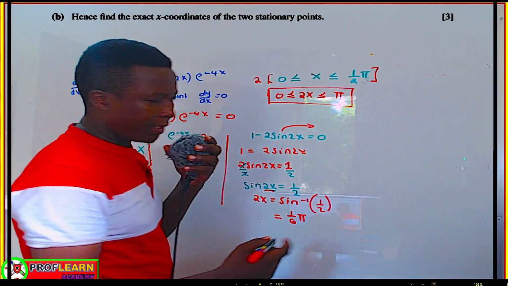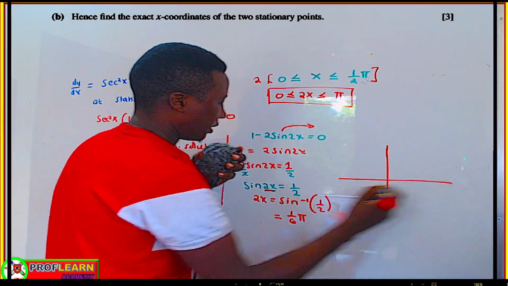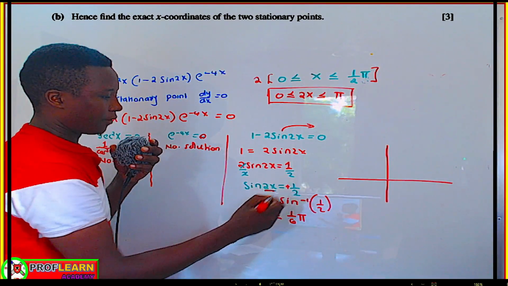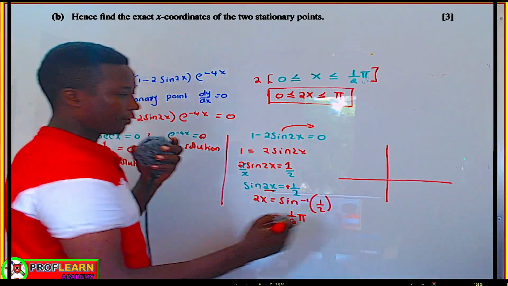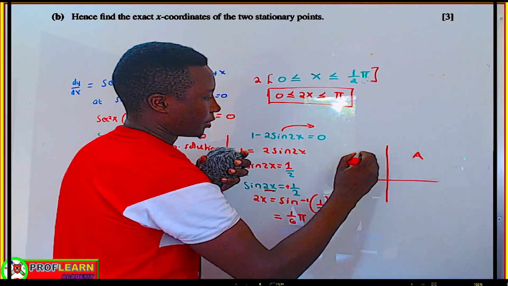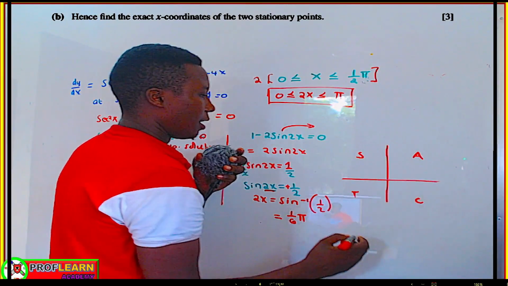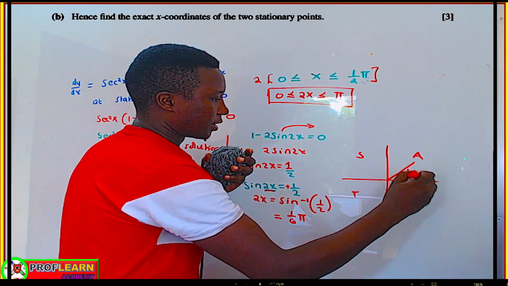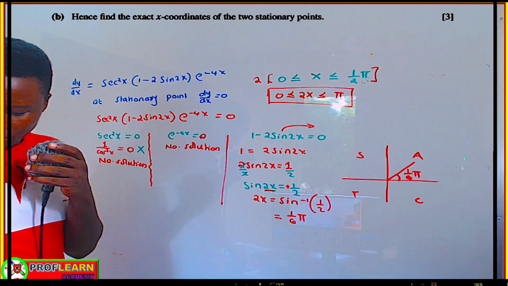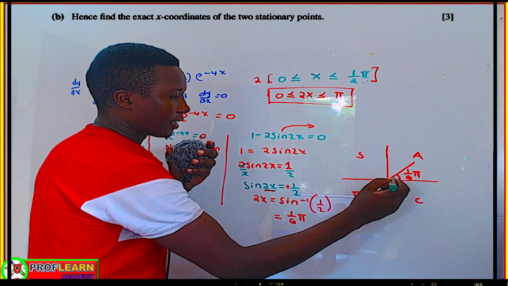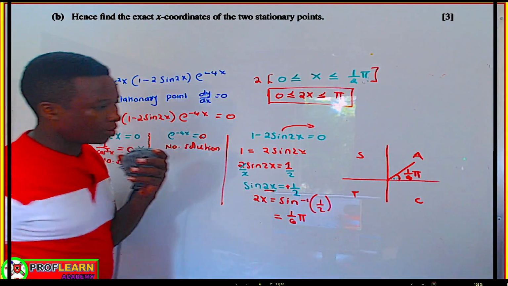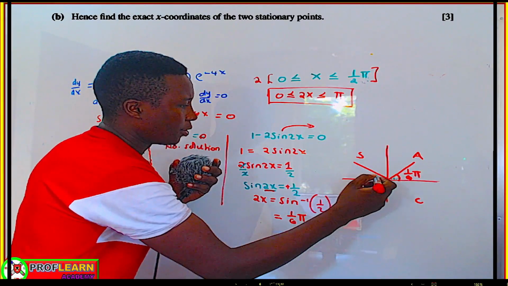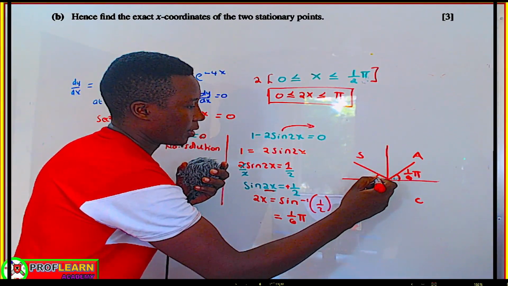So remember at this point, sine 2x is equal to a half, meaning we are finding where sine is positive. Our angle that we have gotten is 1 over 6 pi. And at which other quadrant do we have sine being positive? That is also in the second quadrant.